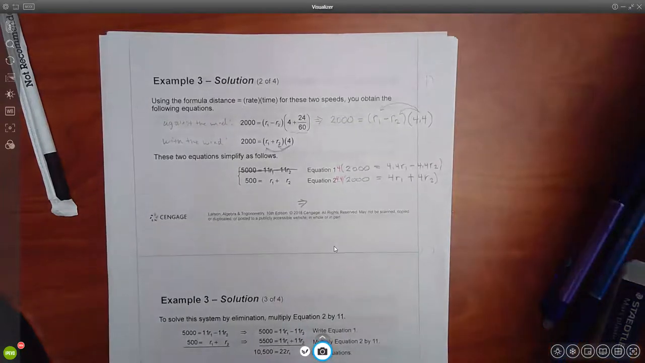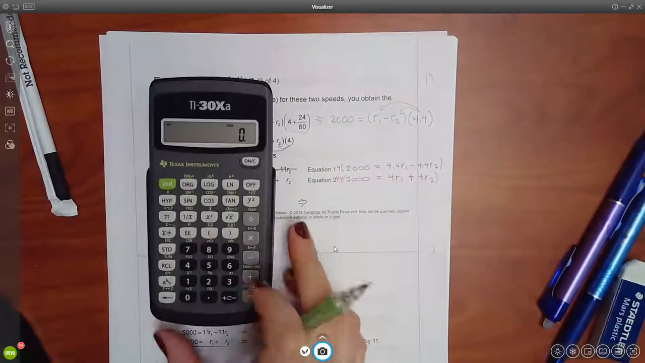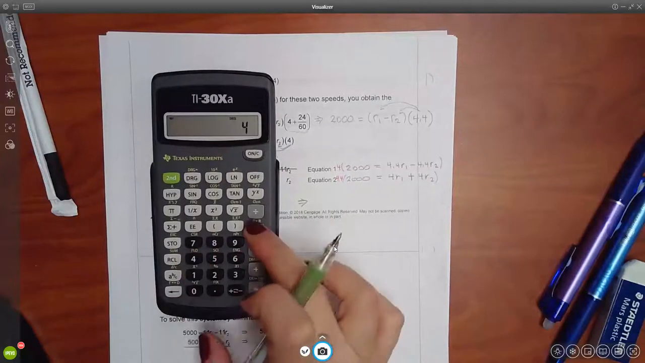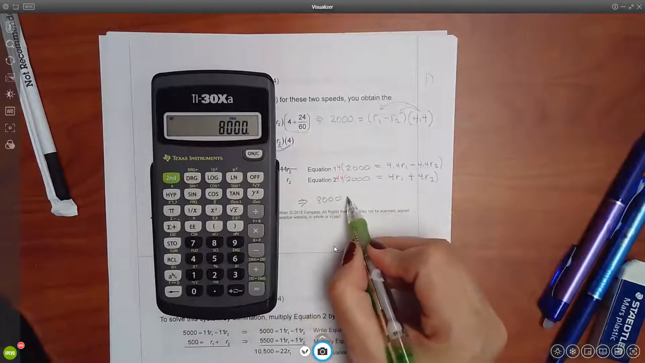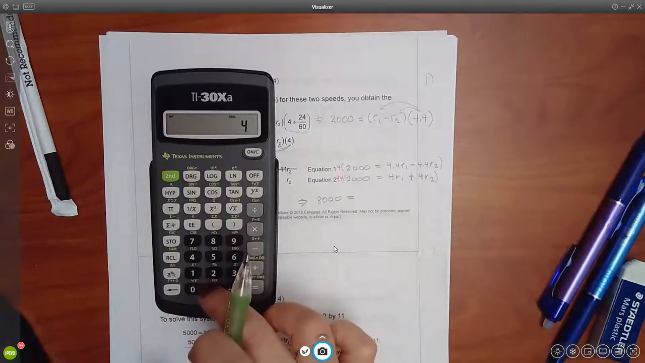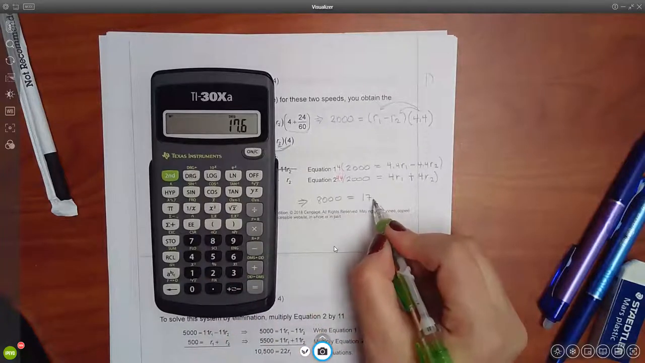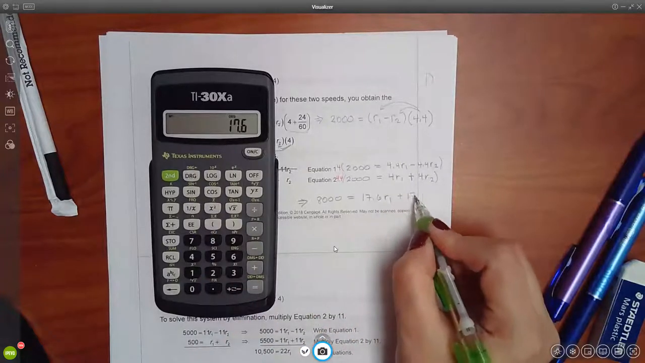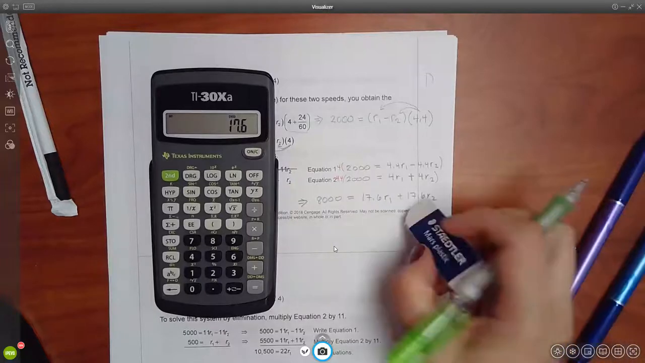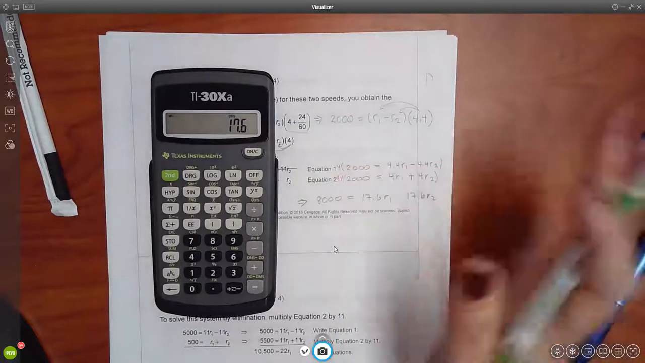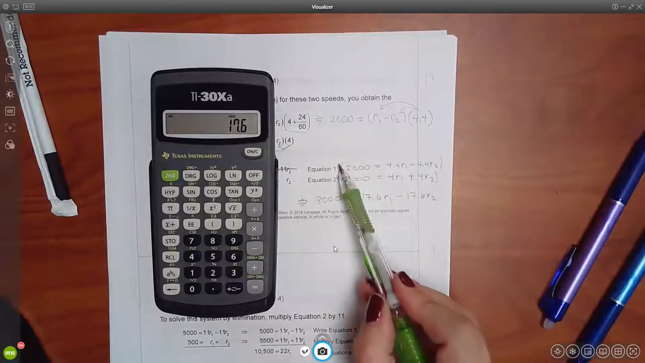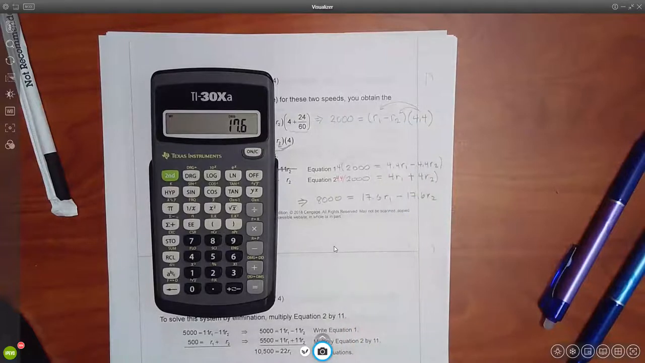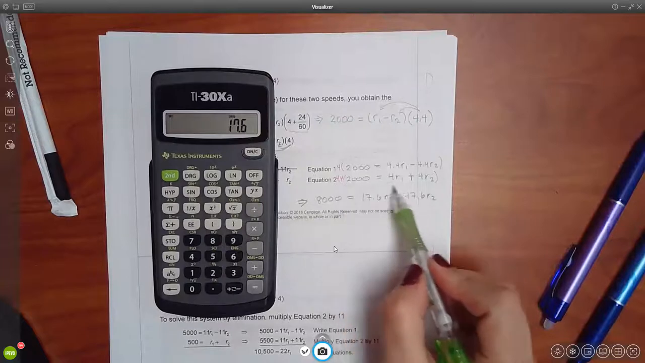I forgot my calculator, so let me grab this weird one. This is different from ours. 4 times 2,000 is 8,000. And then 4 times 4.4 is 17.6. And I'm doing it again, changing the signs in the middle for no reason. There we go. So all I did was the top one. I just distributed this 4 to everybody. Now at the bottom, I'm going to distribute the 4.4 to everybody.